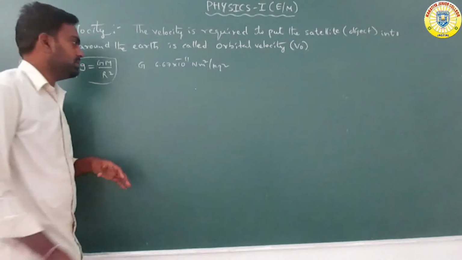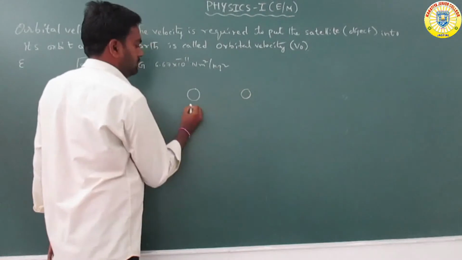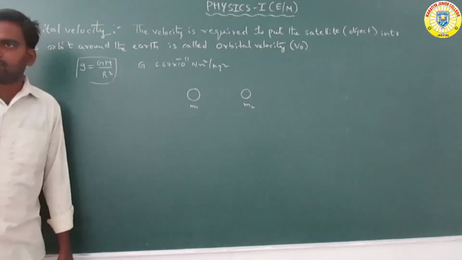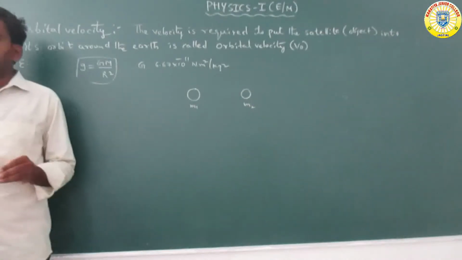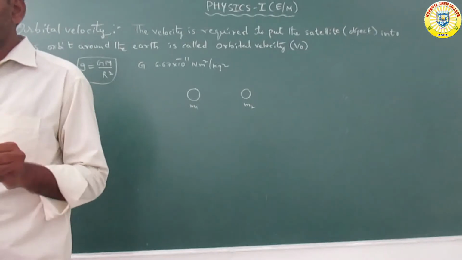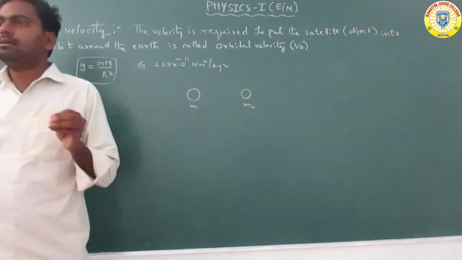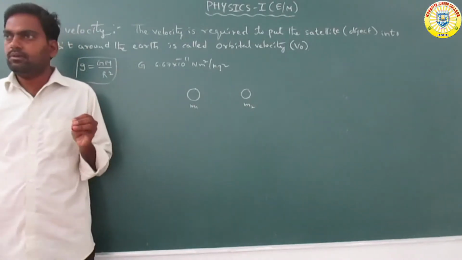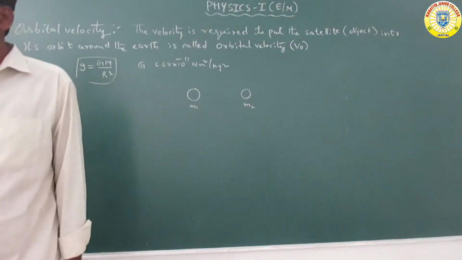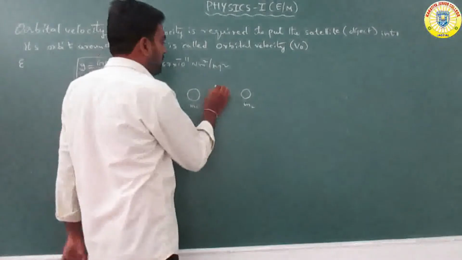Gravitation law means, for example, you take one object and another object, with masses m1 and m2. In the universe, every object is attracted to every other object. Consider two bodies of masses m1 and m2. Now the force between the two bodies is taken.